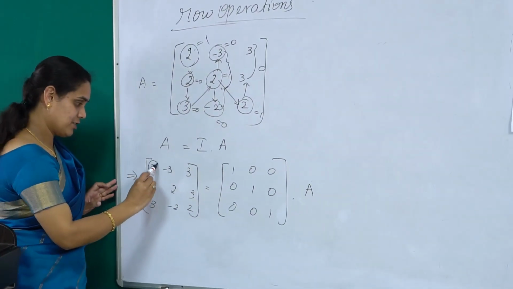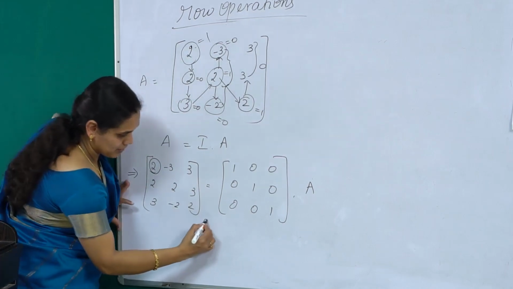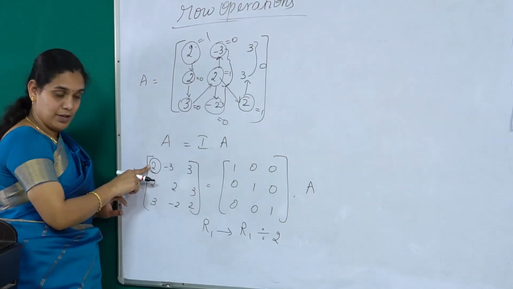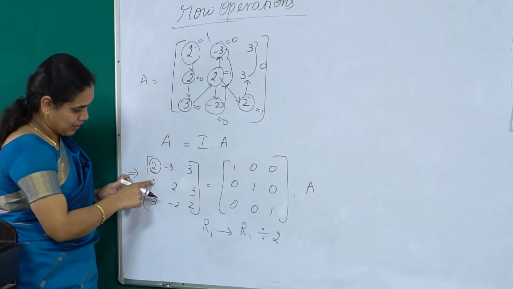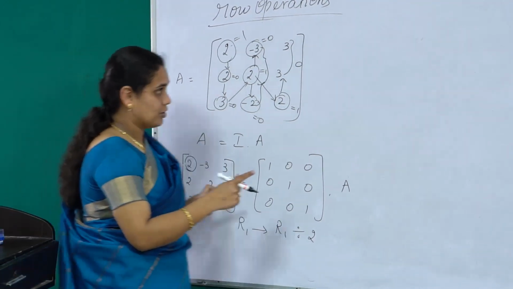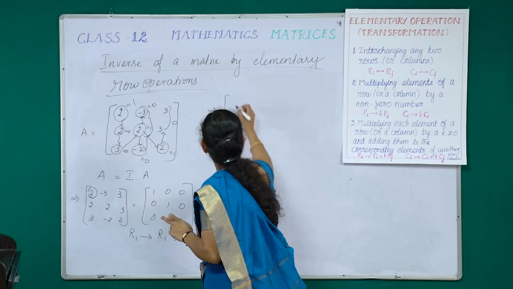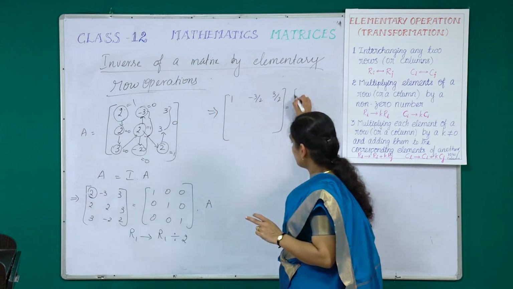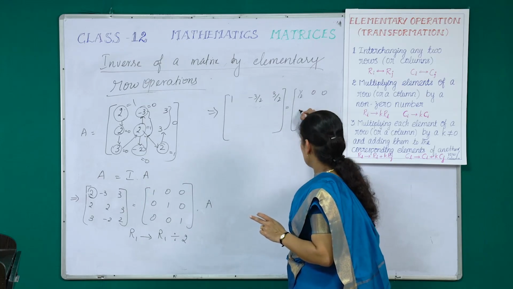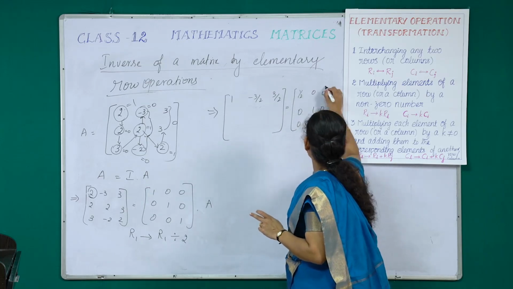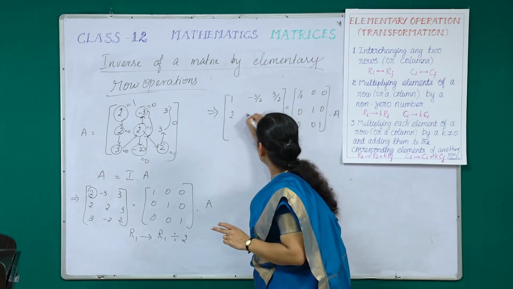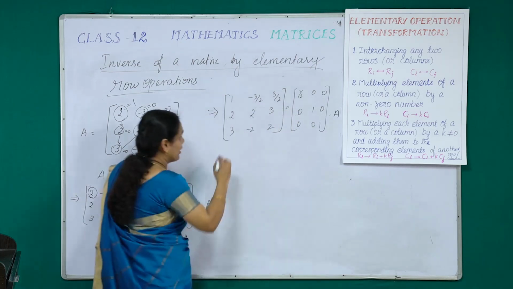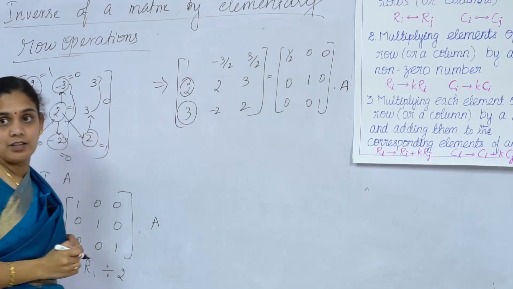So our aim is first to convert this to 1. So that is R1 will be written as R1 divided by 2. It will convert this to 1. Then after we have to convert this to 0. So it will be 1, minus 3 by 2, 3 by 2. Second and third row will not be changed. 1 by 2, 0, 0, 0, 1, 0, 0, 0, 1 into A, and then 2, 2, 3, 3, minus 2, 2.